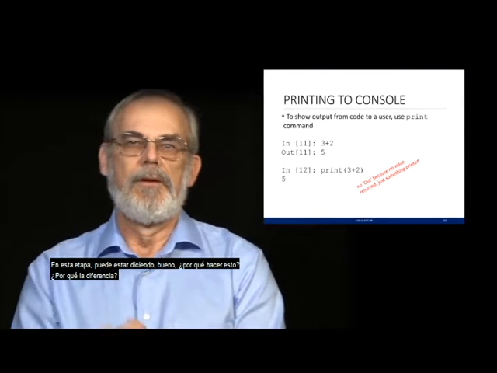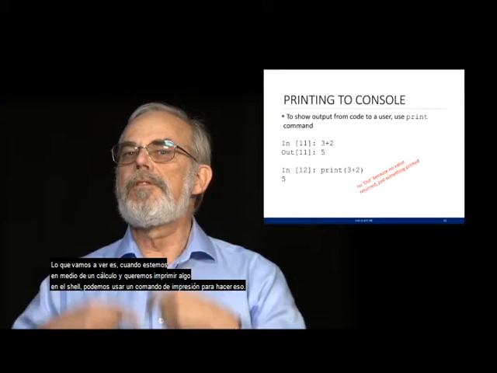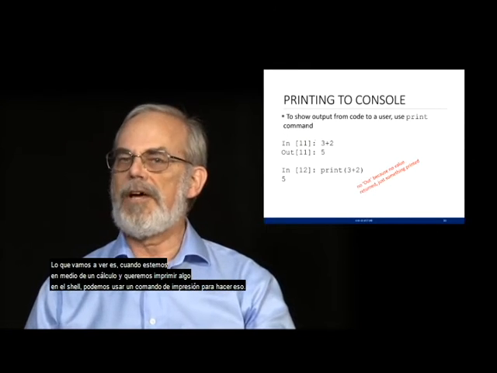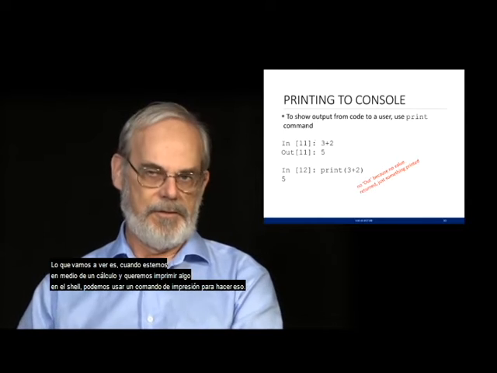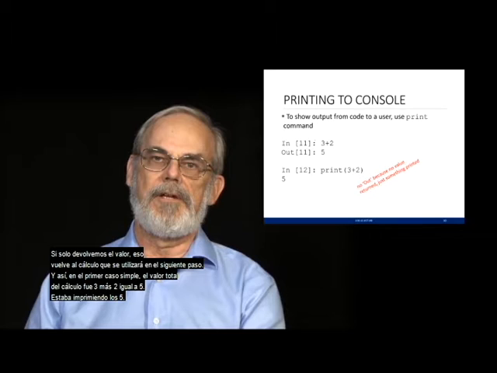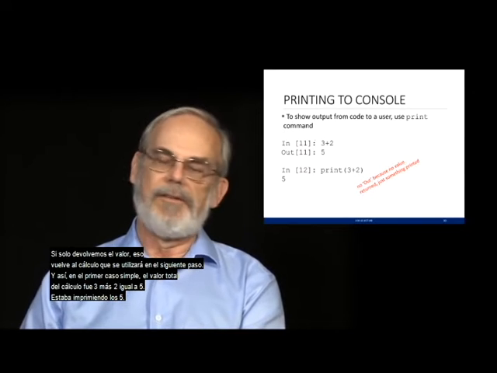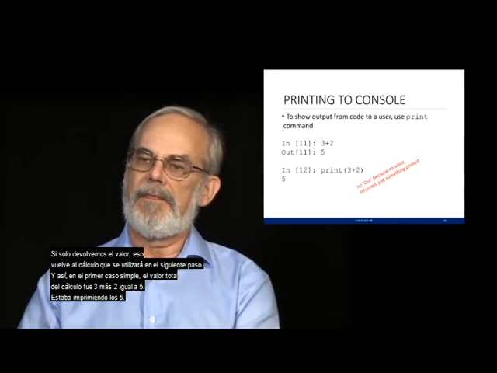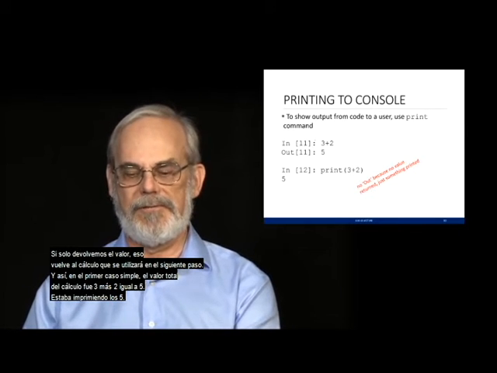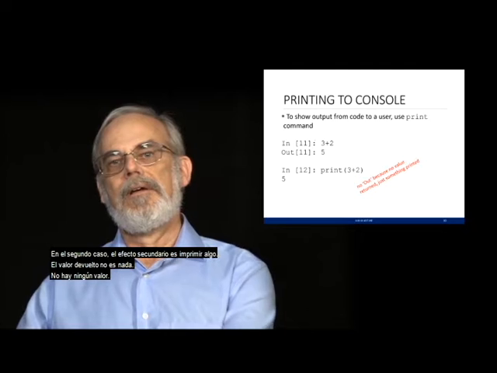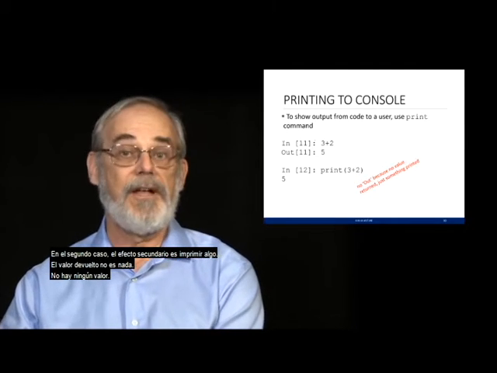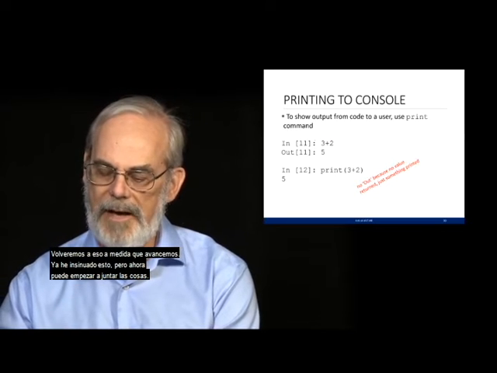Why the difference? What we're going to see is when we're in the middle of a computation and we want to print something out to the shell, we can use a print command to do that. If we just return the value, that goes back into the computation to be used for the next step. And so in the simple first case, the whole value of the computation was 3 plus 2 equals 5. It was printing out 5. In the second case, the side effect is to print something. The value returned is nothing. There is no value. We'll come back to that as we go along.